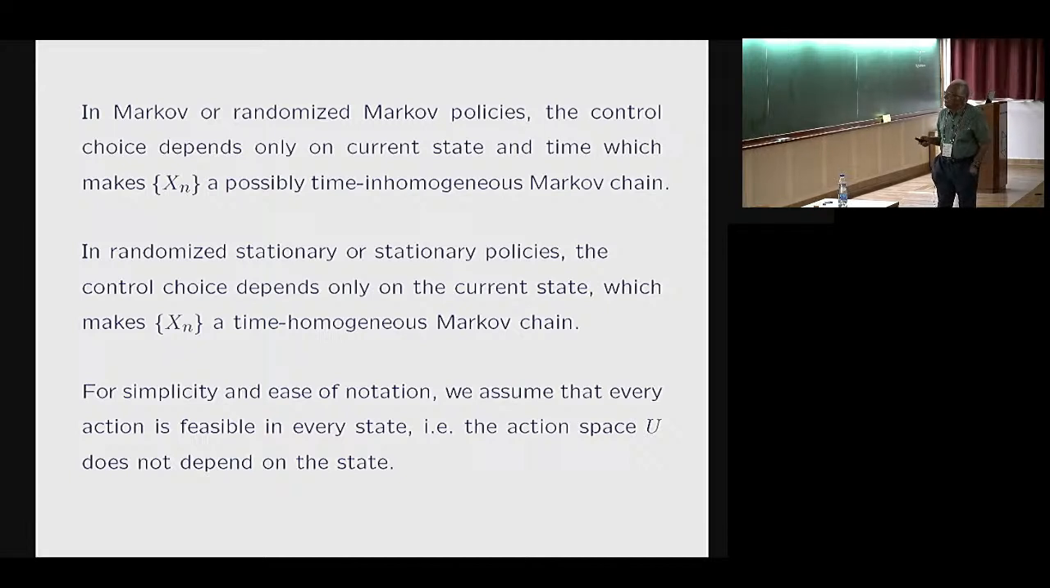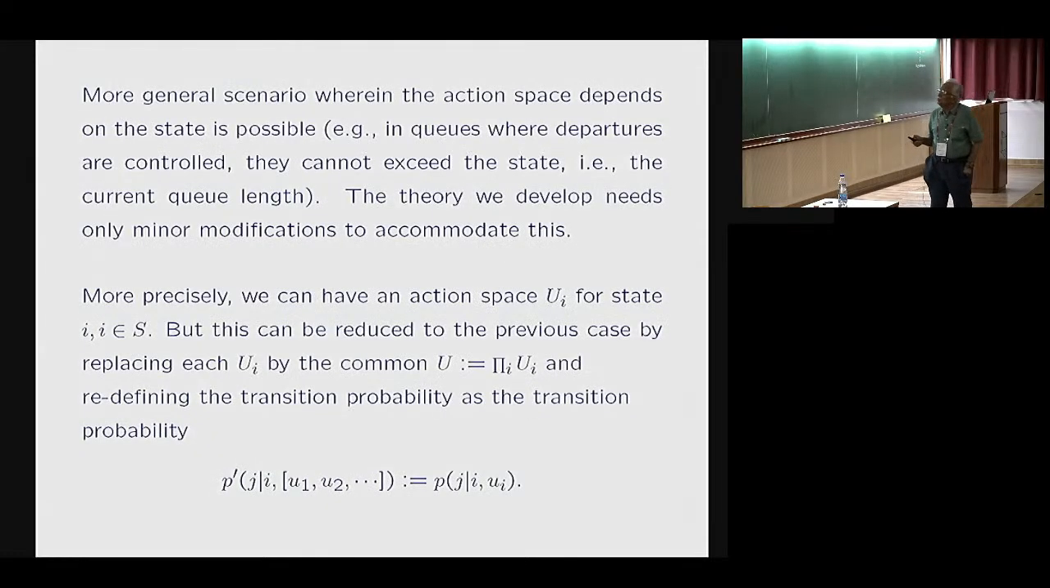And I will assume, as I have already assumed, that the action space from which the control is chosen doesn't depend on the state. You can trivially reduce the general case to this by a trick. If U depends on the state i, you just take the product as your common control space and redefine the transition probabilities P prime of j given i and u, and so on, as P of j given i and u_i. But even without going through this circus, you can just work with U_i, it just increases notation. Nothing much changes, but I will stick to a common U.